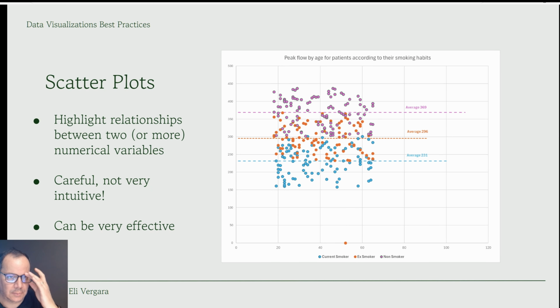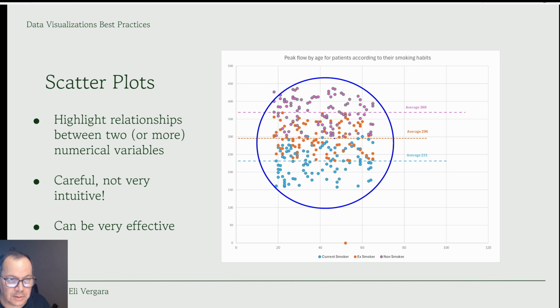Scatter plots. Scatter plots are great to show relationship between 2 or more numerical values in a data set, in a population or a data set. Now, this is great because, for example, if you have a large set of data and you have multiple data points, you can make a comparison between the different categories within that data.